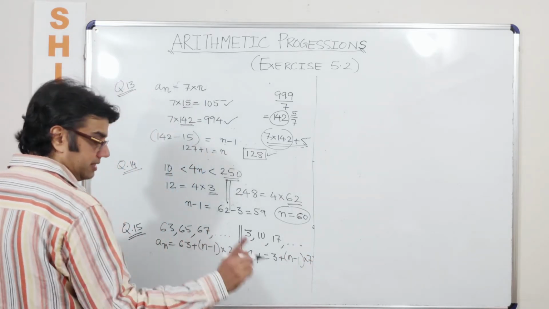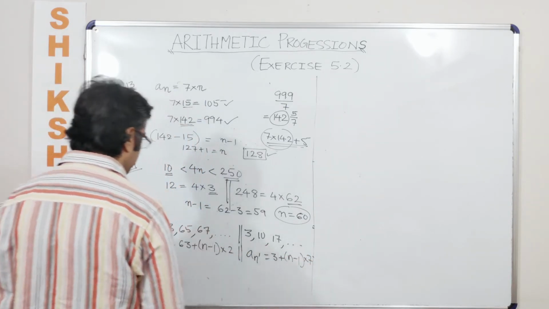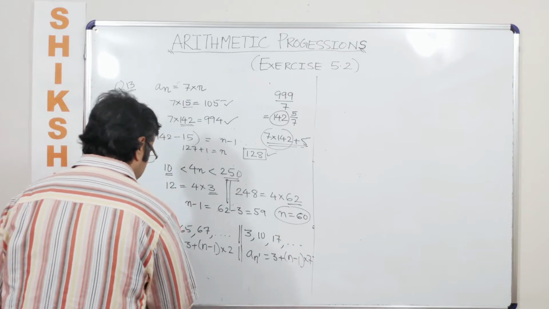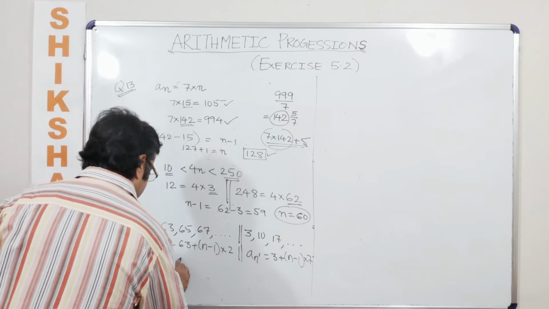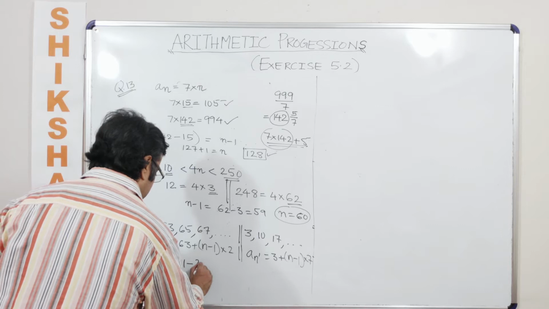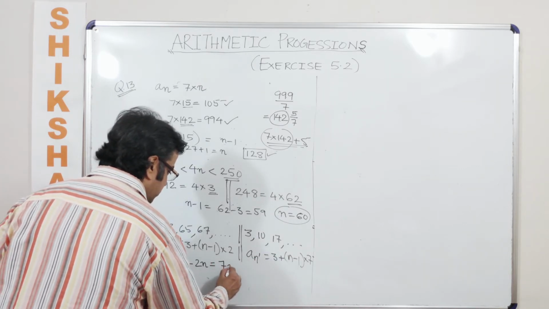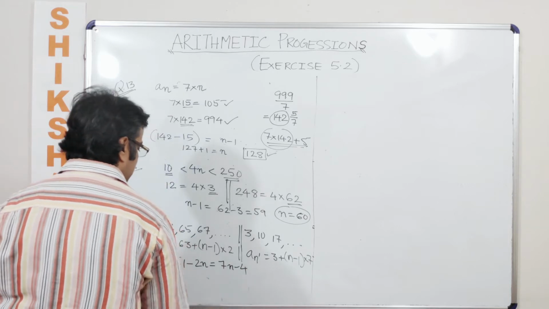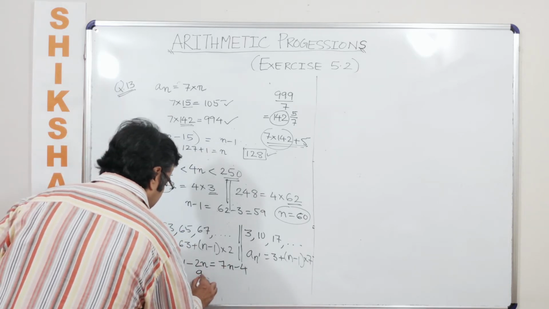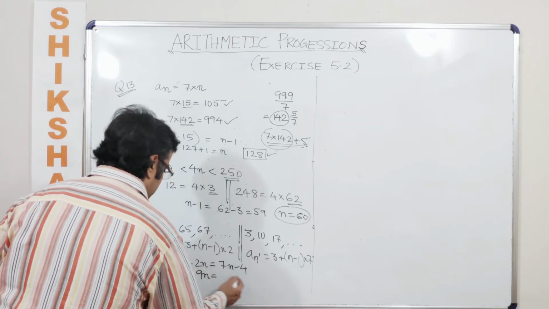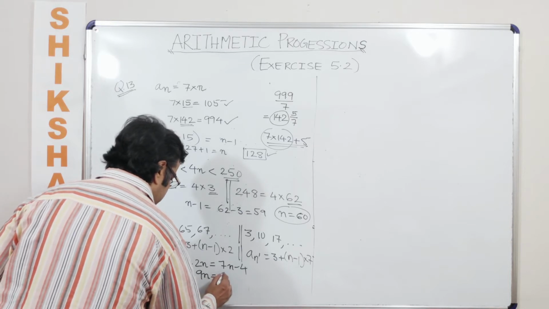Now the question says the nth terms of both the APs are equal. So can I rewrite this as 61 minus 2n is equal to, and here I can write it as 7n minus 4? Solving this, I get what? 9n is equal to 65.